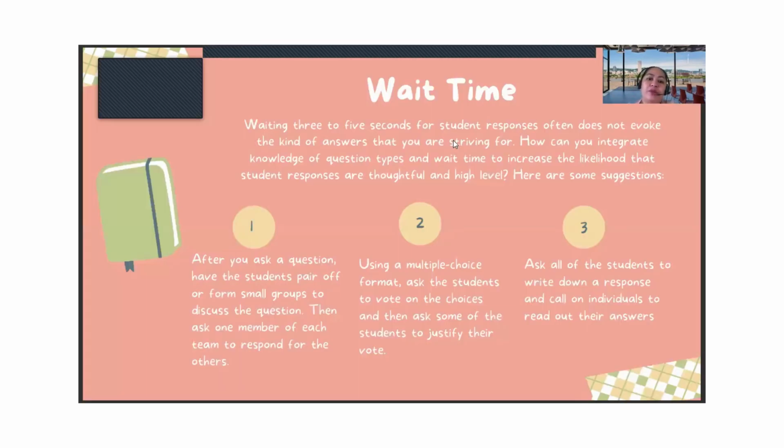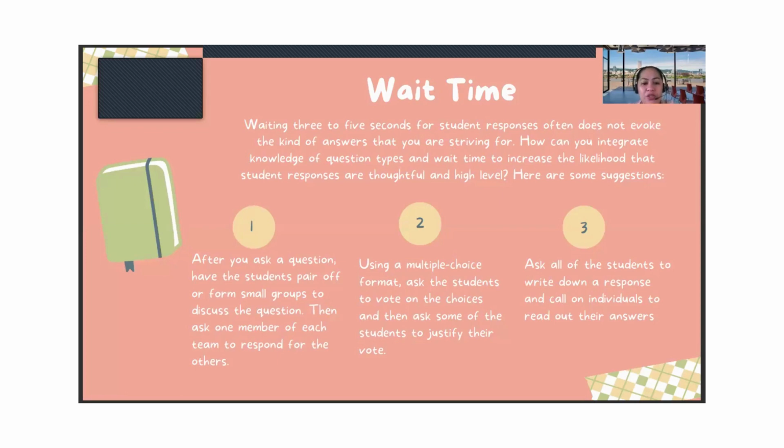Okay, so waiting 3 to 5 seconds for student responses often does not evoke the kind of answers that we are striving for. So how can you integrate knowledge of question types and wait time to increase the likelihood that student responses are thoughtful and high level? So here are actually some of the strategies or suggestions.